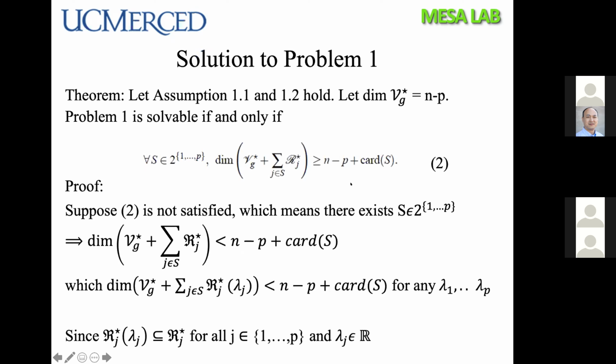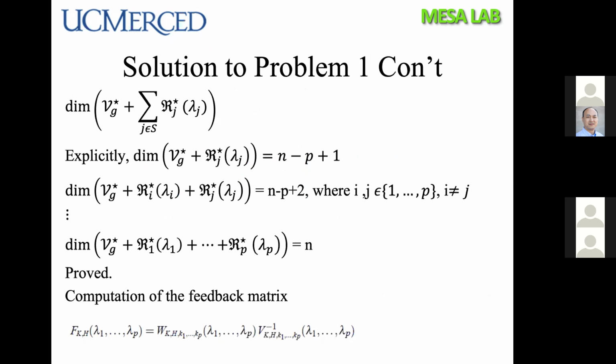So how to prove it? Suppose this condition is not satisfied, which means there exists S belonging to R to the power of 1 until p, such that there is a total dimension less than n minus p plus curve S, which we consider with the lambda j in here, and since lambda j belongs to Rj star for all j, we can write it explicitly, and so we can observe here.